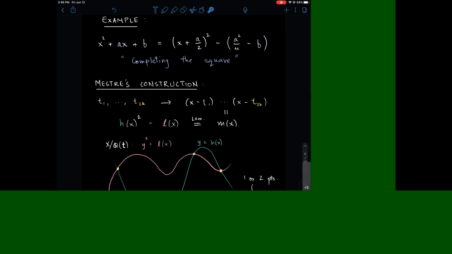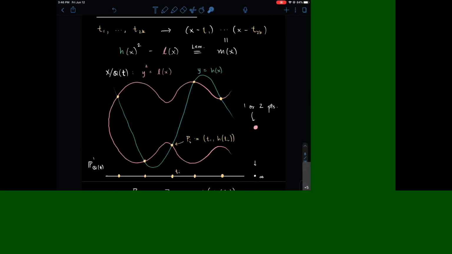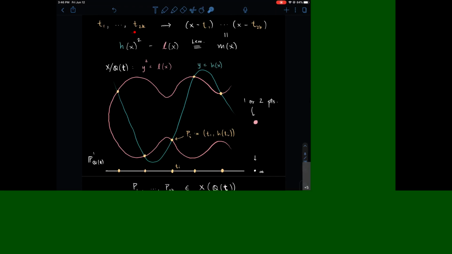And so let's just jump right into Mestre's construction and see how it uses this lemma. So Mestre's construction starts with a bunch of indeterminates t1 through t of 2k. From that, you form this monic polynomial of degree 2k, which has as roots exactly the ti's. So that's going to be our m of x, and we write that as h of x squared minus L of x. And again, each coefficient of this is a polynomial in the coefficients of this. So basically, these are polynomials over this function field of Q adjoin all these indeterminates.